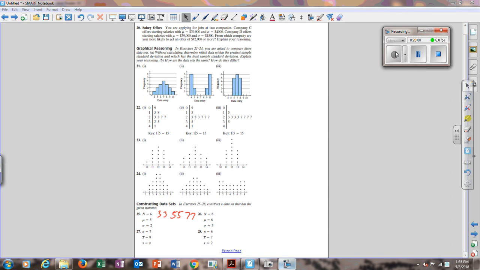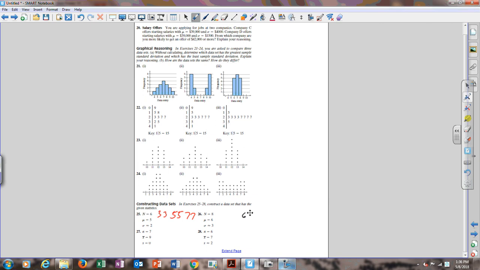Number 26, I need n equals 8, mu equals 6, and sigma equals 3. So I'm going to start with my mu. Make 6, 6, and sigma equals 3. So then I'm actually going to drop this down 3 units and go 3, 3, 3, and 9, 9, 9. So 3 units below, 3 units above, and that should work out pretty close.